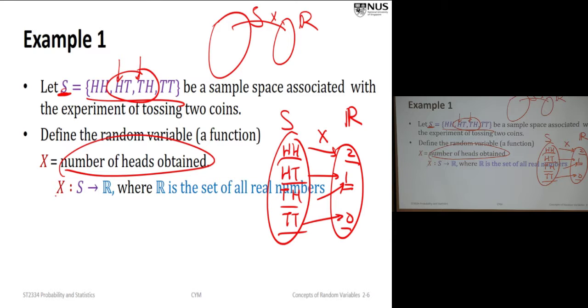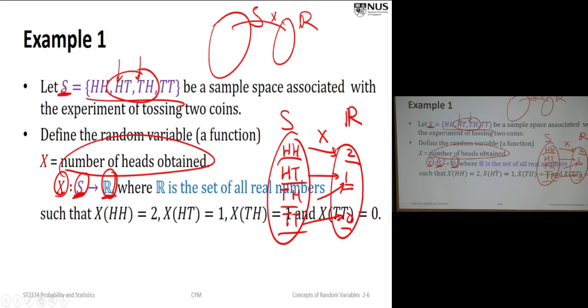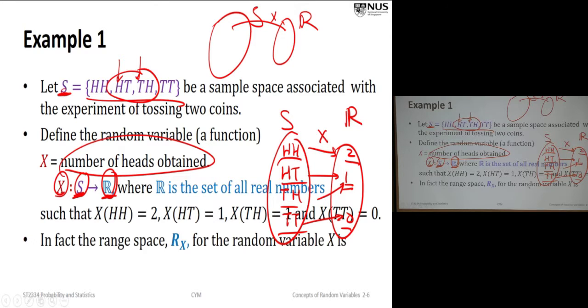It is usually written in this way. This is the function that maps any element from this set to an element from this set. It can only map to one element in the range, or the second set. You cannot have HH map to 2 and also map to 1. HH can only map to 2. So this is all the results. It's a very simple example of a random variable. We map the sample space to a set of real numbers. Each element in the sample space, I give a number.